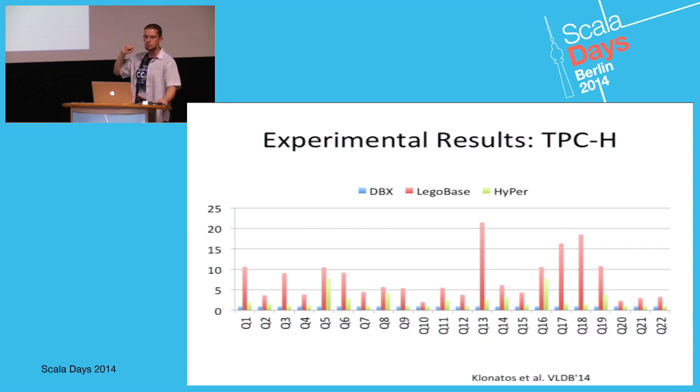And you can see that Lego-base gets very good speedups on basically all queries in this benchmark set, right? So on average, it's almost an order of magnitude, and for some queries, it's even like 20x or something like that, here, query 13. And you can also see that our system is faster than Hyper on all of the queries that we have here. So how do we achieve this?